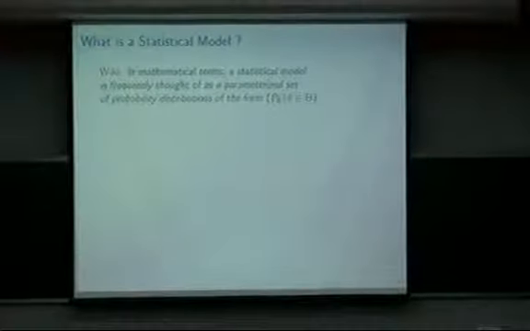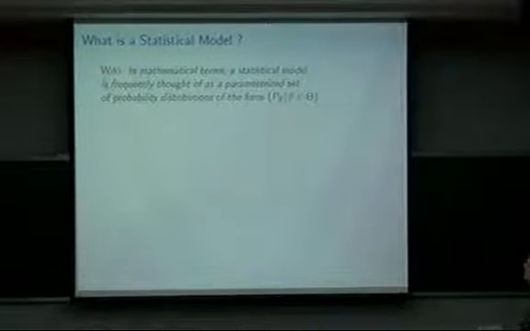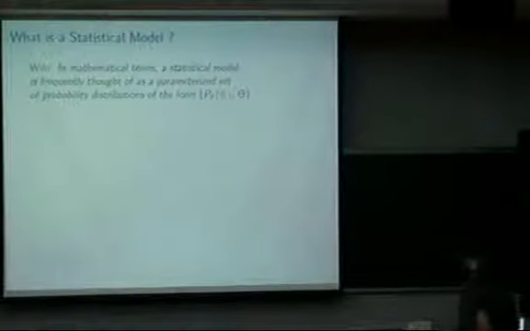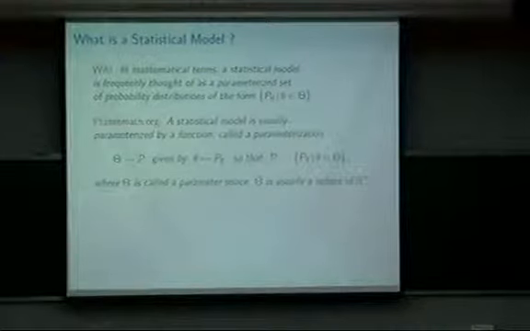According to Wikipedia, a statistical model in mathematical terms is frequently thought of as a parameterized set of probability distributions. So P is a probability distribution that depends on some parameter theta. So it's a set of probability distributions indexed by some set theta. Another site, planetmath.org, says a statistical model is usually parameterized by a function called a parameterization. So it's the same description.